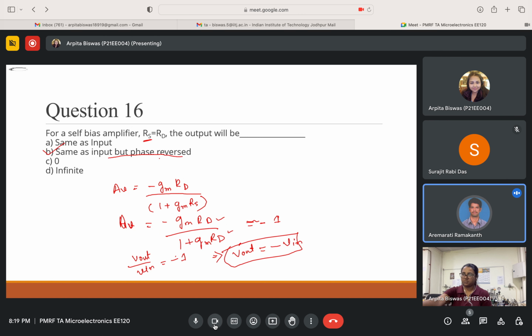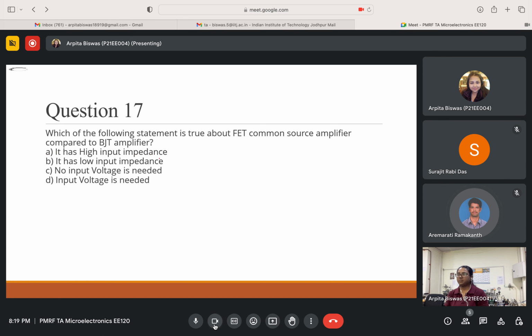Yes, madam. Okay. This is the question number 17. Which of the following statements is true about the FET common source amplifier compared to BJT amplifier? The first option is it has high input impedance. The second option is it has low input impedance. The third option is no input voltage is needed, and the fourth option is input voltage is needed. High input impedance, A option. Yes.